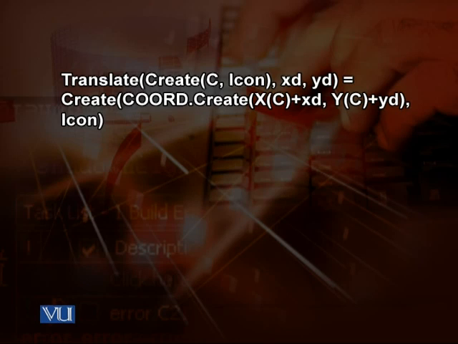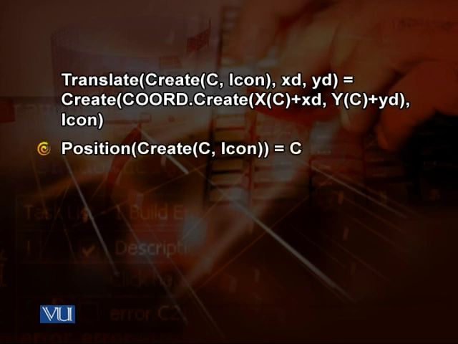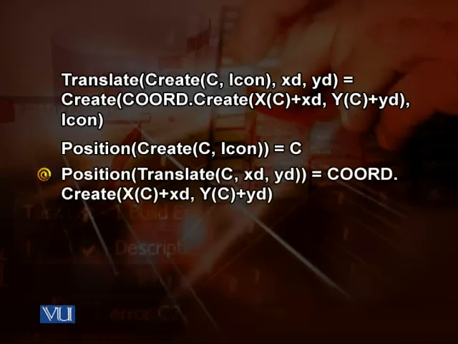We are just taking the old coordinates, adding the displacement, and then creating a new coordinate and associating it with the icon. Then we have position, create C, comma icon, is equal to C. That is the coordinate of that cursor that we have. We have position translate C comma XD comma YD is equal to quad dot create X of C plus XD comma Y of C plus YD.